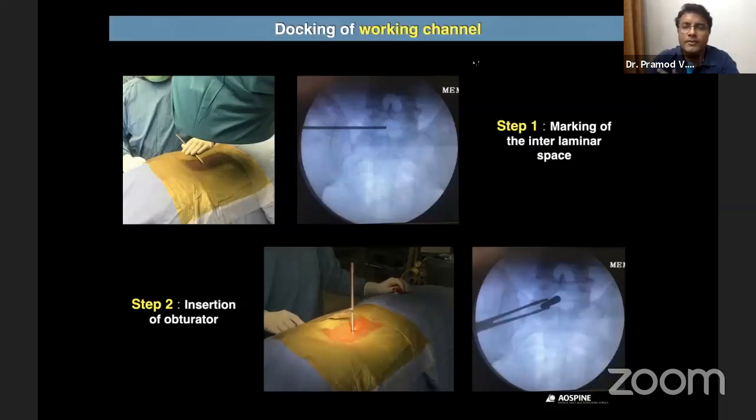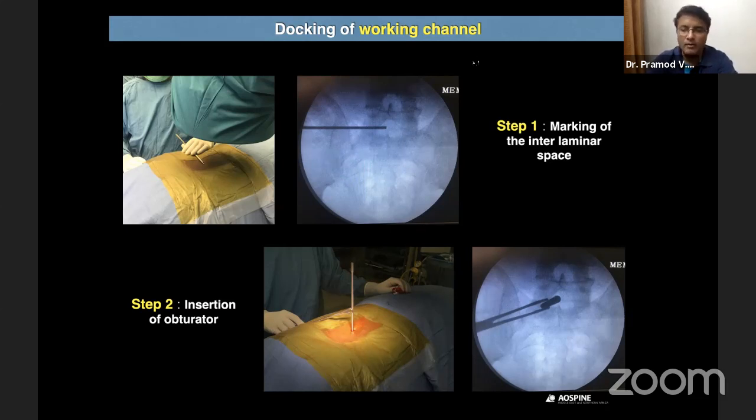So the technique is very, very simple and it begins with the docking of the working channel. For this, you have to identify the interlaminar space. The center of the interlaminar space is identified. You take an 8 mm incision there. You insert the dilator inside till it reaches the level of the facet on the surface of the ligamentum flavum. You check in the AP and the lateral views.